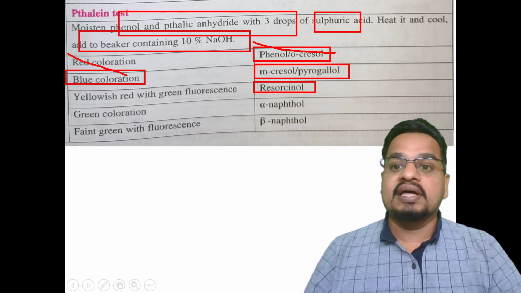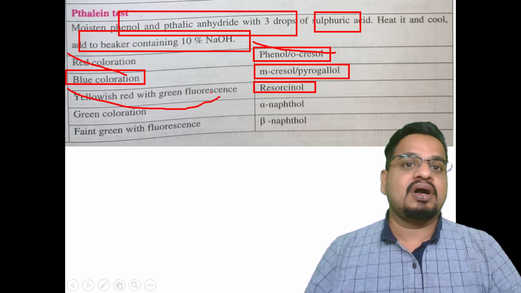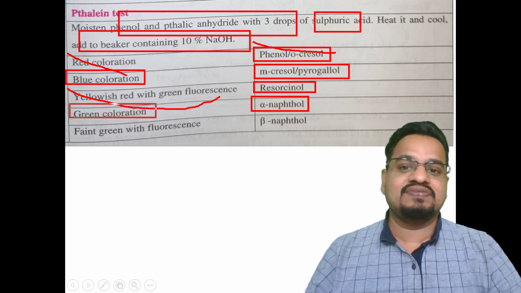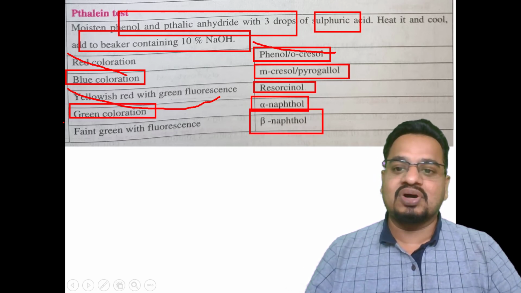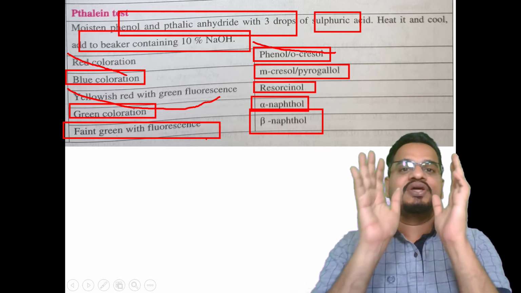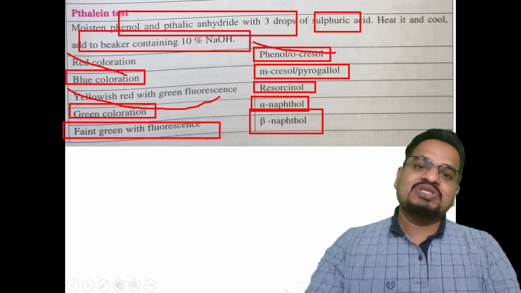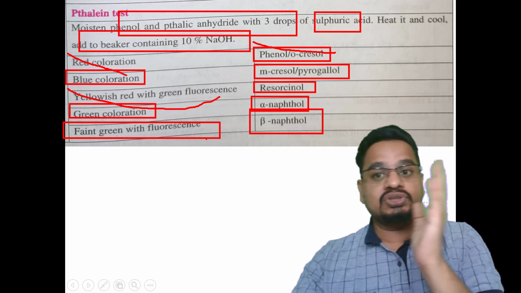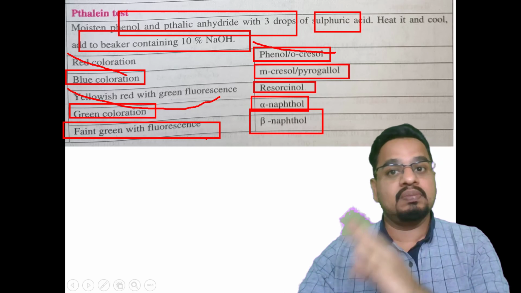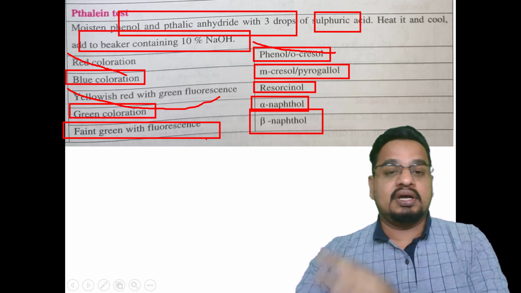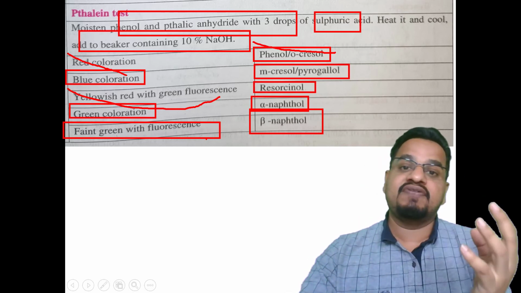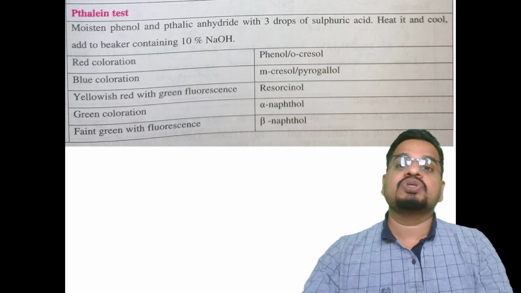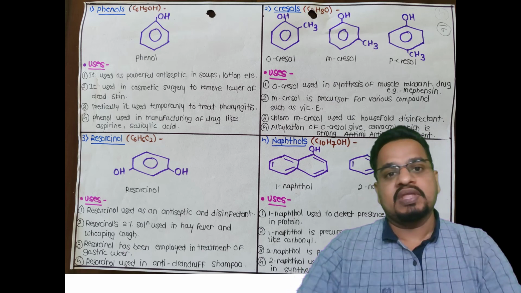For resorcinol, a yellowish red color with green fluorescence will come. In case of alpha naphthol, green coloration will come. And in case of beta naphthol, a faint green coloration with fluorescence comes. So you have to remember. For orthocresol, red coloration. For pyrogallol, blue coloration. Resorcinol, green fluorescence. Alpha naphthol, green coloration. Faint green with fluorescence is beta naphthol. So these are the various tests you have to remember.